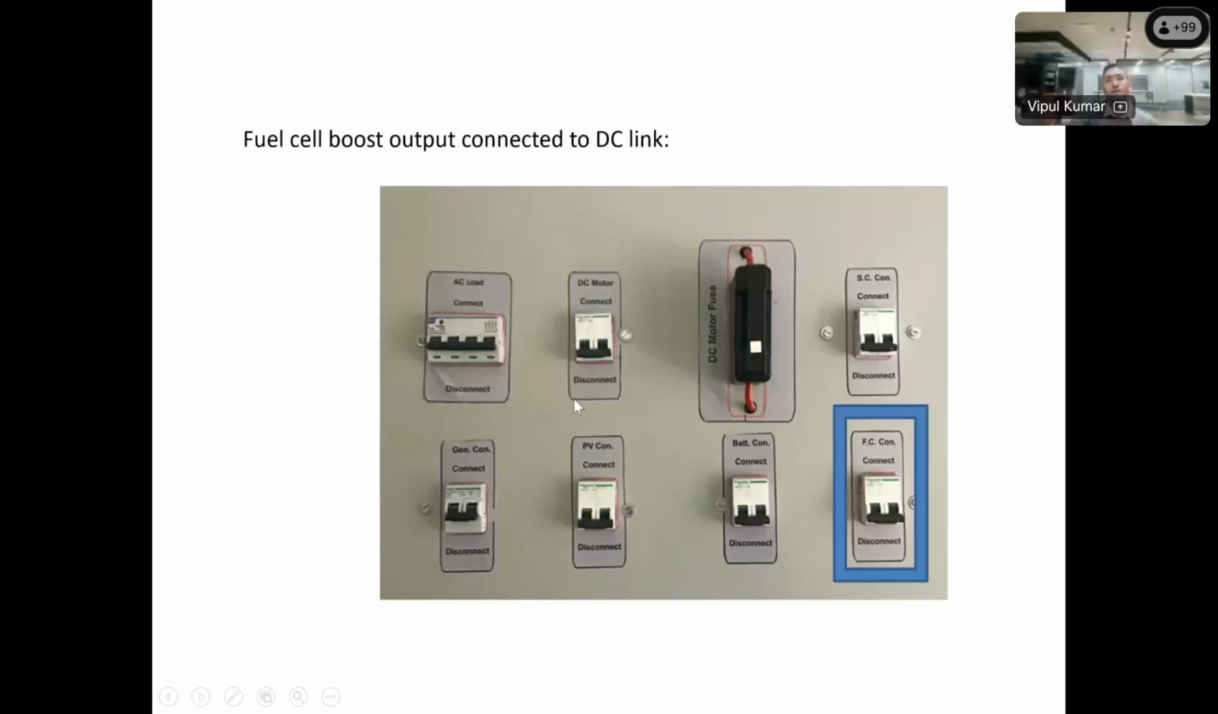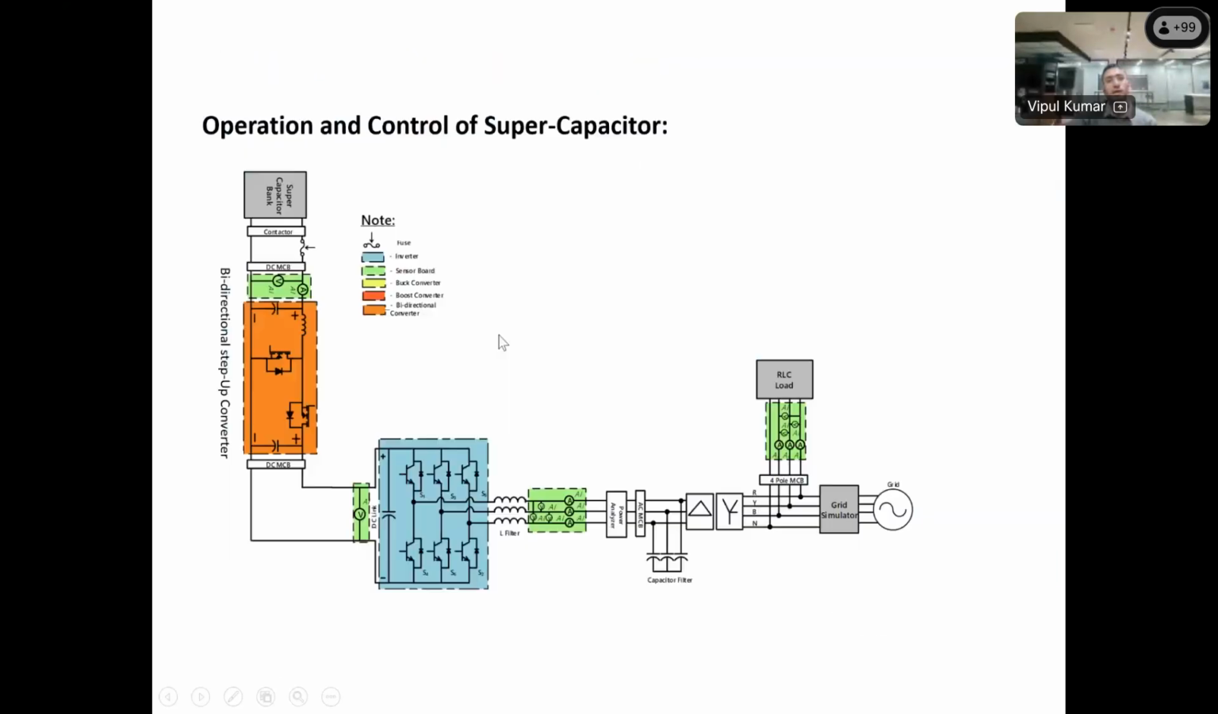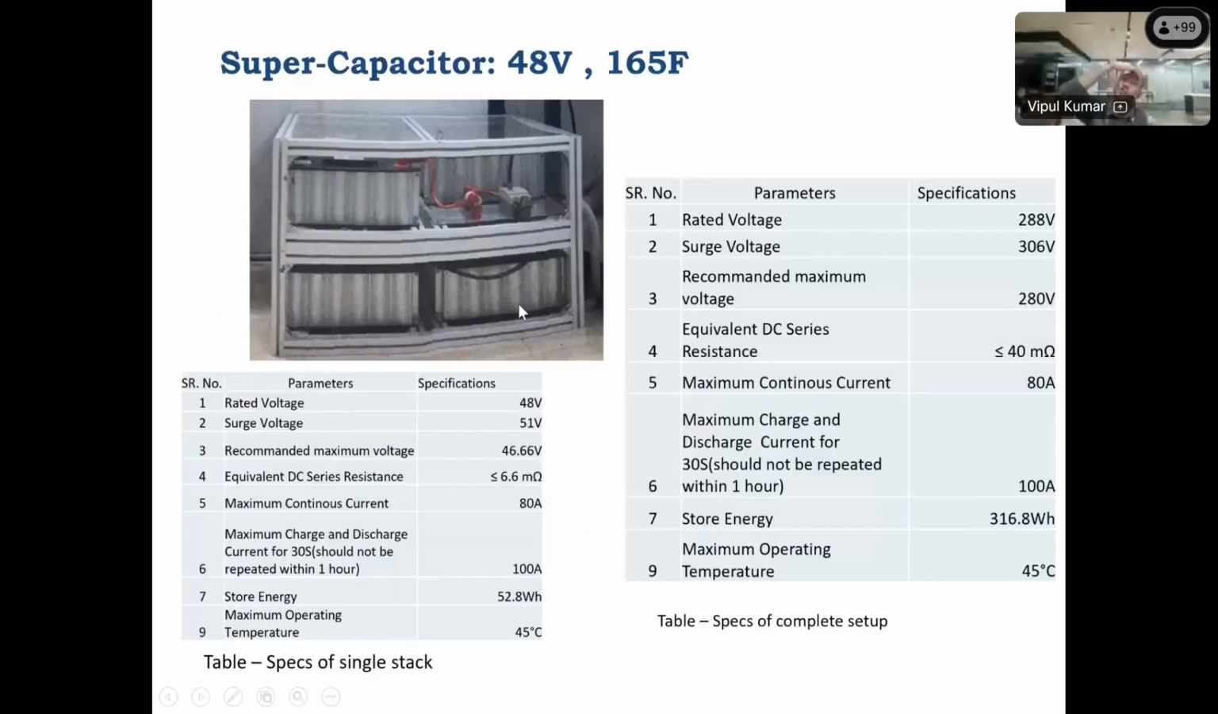After that, we have the mounting of MCBs for the fuel cell, and this is the super capacitor bank. We have 9 modules here. The rating of one module is 48 volt, 165 farad. All are connected in series, so we are getting around 450 volt. Okay. Why have we used the super capacitor? Because for instant switching of the load, the super capacitor will help.